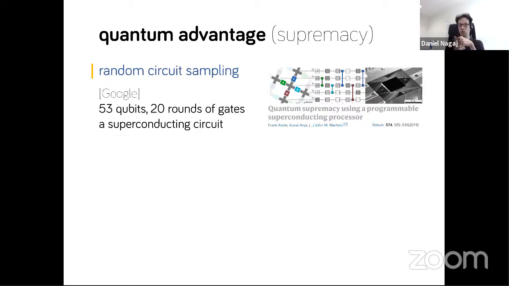So this is not a useful task. This is just putting on random operations and looking at the output, which is a task that we can do quantumly. They do it with 53 qubits and 20 rounds of gates, about 1,000 operations. And there's a complexity result saying that if we could simulate this classically, something really, really strange would happen in complexity theory.